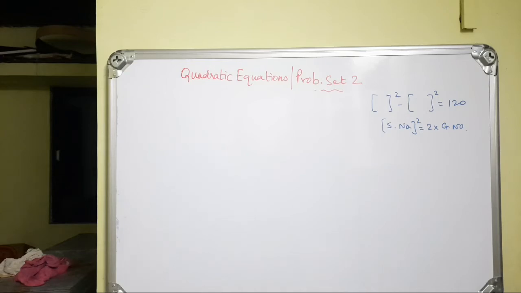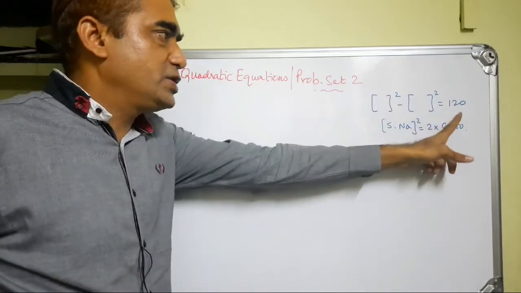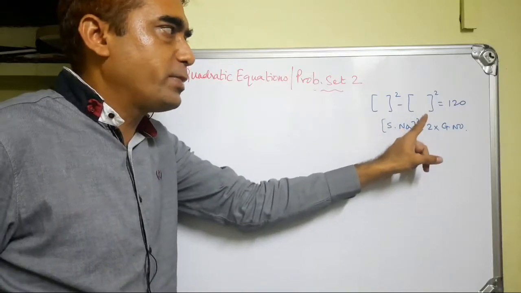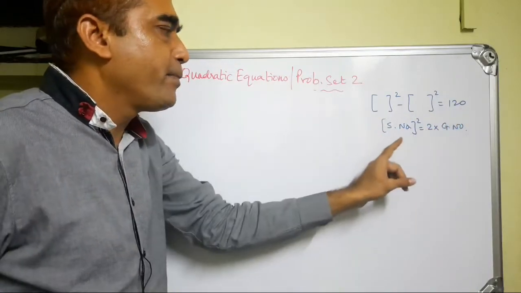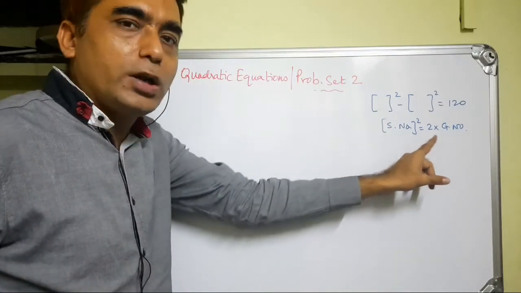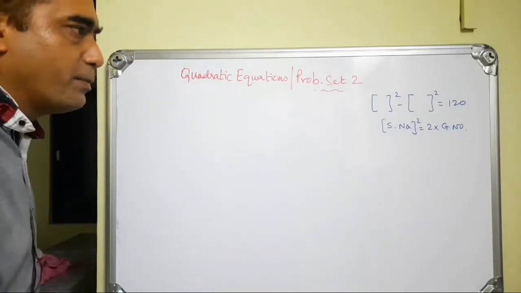Now we will solve question number 12. What is question number 12? The difference between squares of two numbers is 120. Greater number square minus smaller number square is 120, and the square of the smaller number is equal to twice the greater number, and we have to find both the numbers.